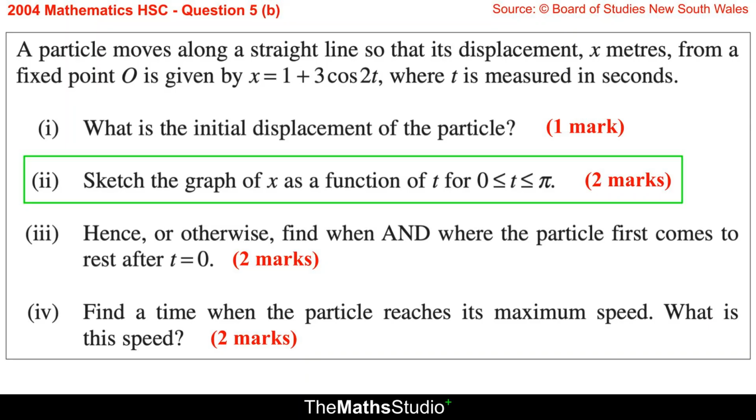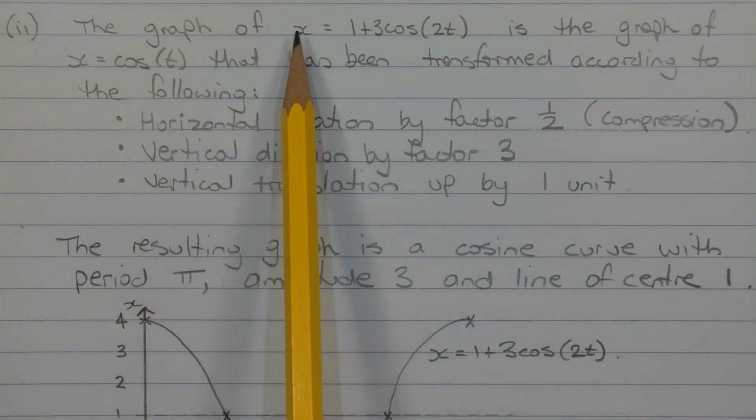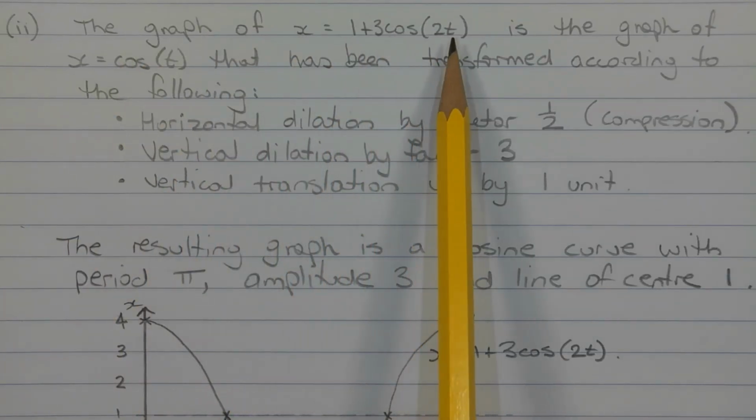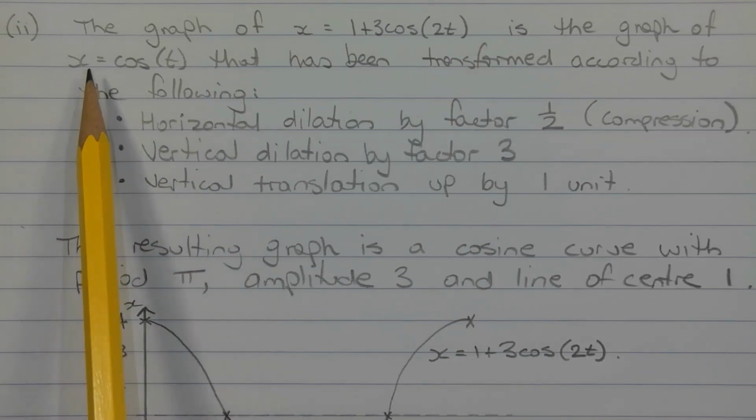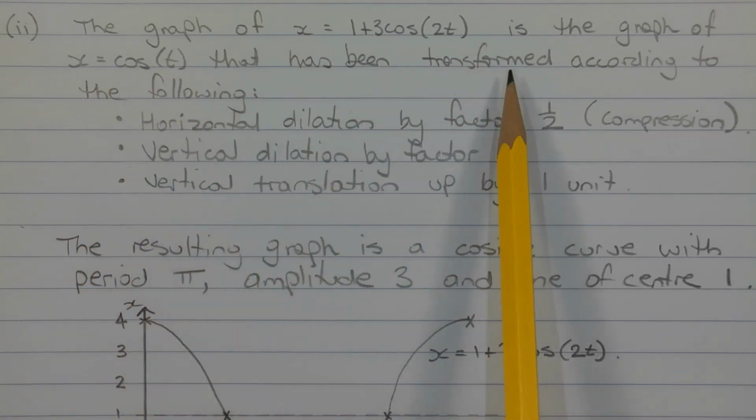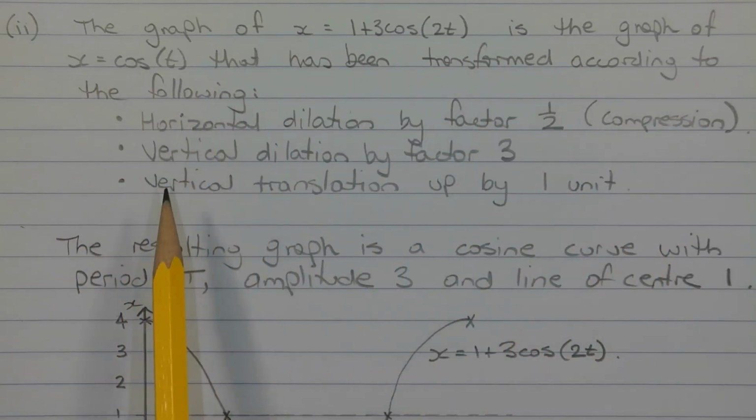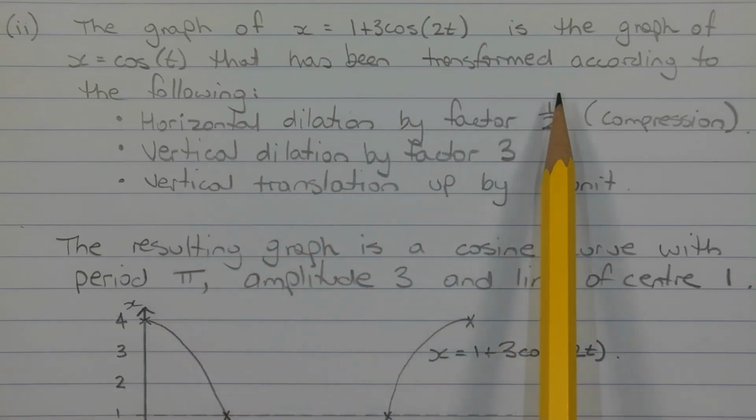Part 2. Sketch the graph of x as a function of t for t greater than or equal to 0 and less than or equal to pi. The graph of x equals 1 plus 3 cos 2t is the graph of the base curve x equals cos t that has been transformed according to the following. A horizontal dilation by factor 1 over 2.